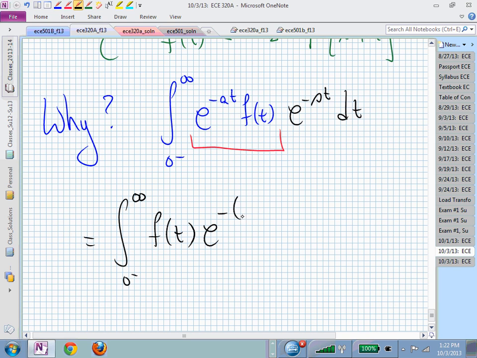E to the minus. Does that look okay? I haven't changed anything. I've just rewritten it in a different form. But what does that expression look like? Doesn't that look like exactly the Laplace transform expression if I simply replaced every s with s plus a? So this is now F of s plus a.